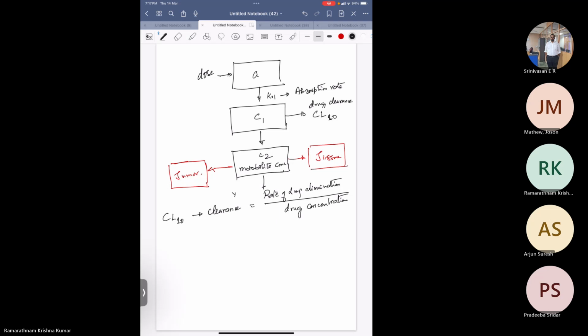K01, which is the absorption rate. K01 is the absorption rate. When I say rate, be clear that there is one over time there. Okay, absorption rate. We will stop for a minute here to write down the first equation.